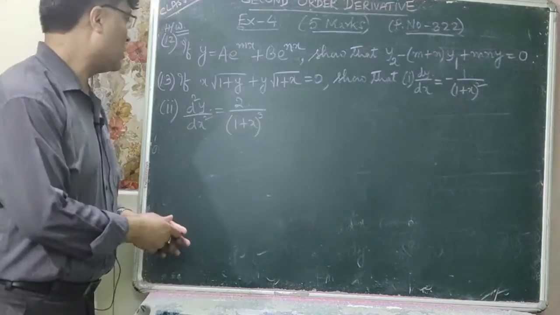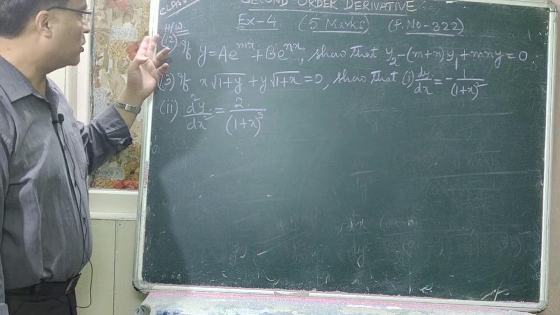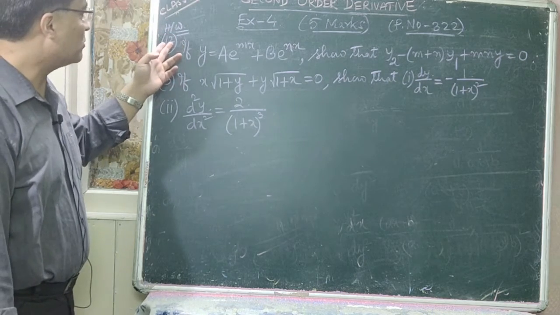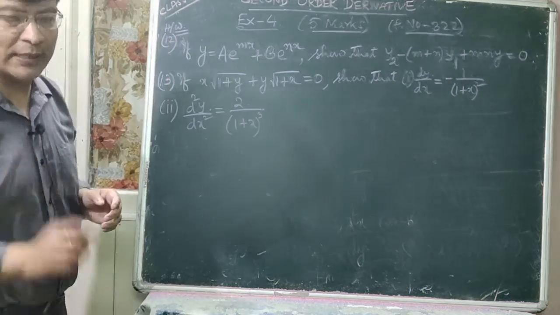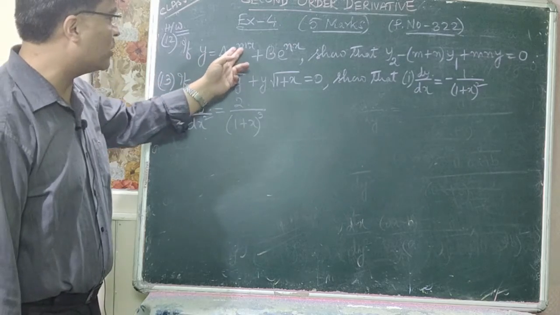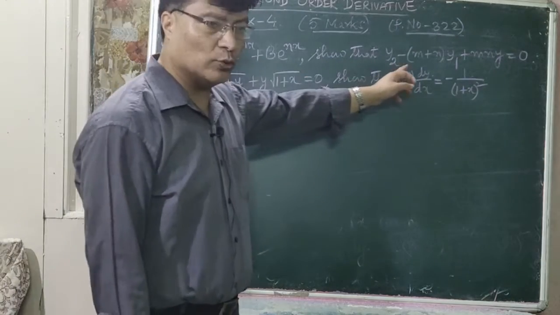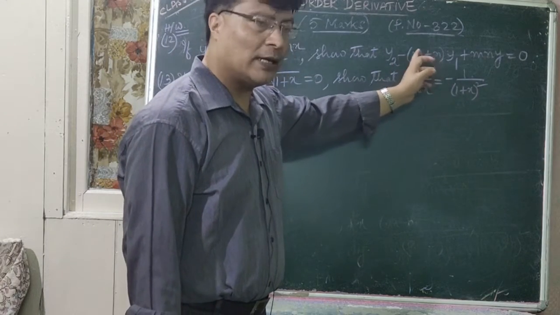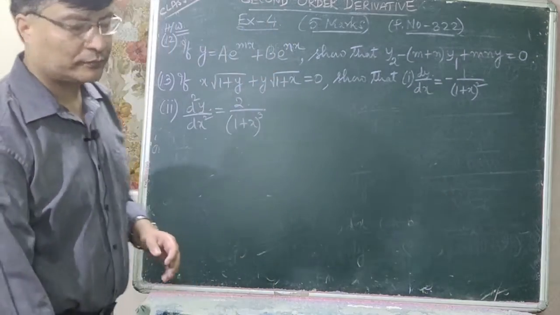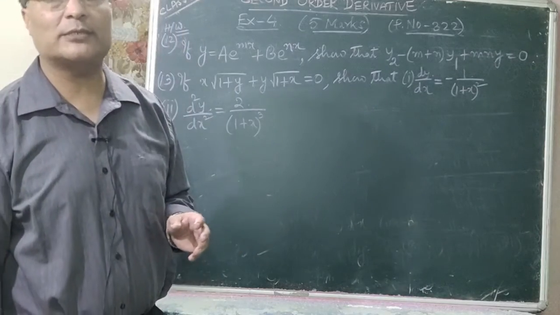So now we will do question number 13, but before that you have to do question number 12 as homework. I'll give you the hint for number 12. If y is equal to capital A e to the power mx plus capital B e to the power nx, you have to show that y2 minus (m plus n) into y1 plus mny is equal to 0. So in this case, y1 means dy by dx and y2 is d2y by dx square.